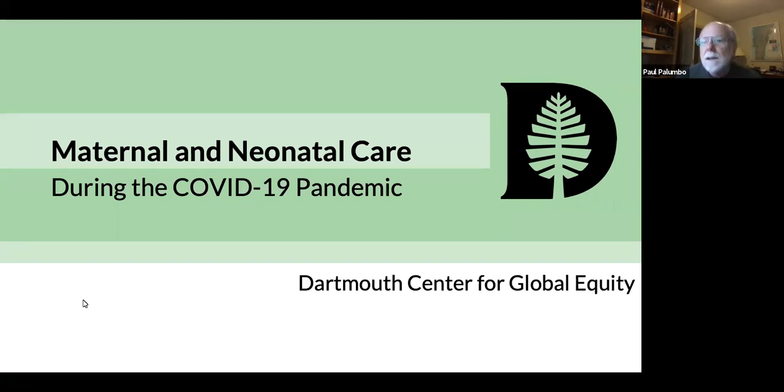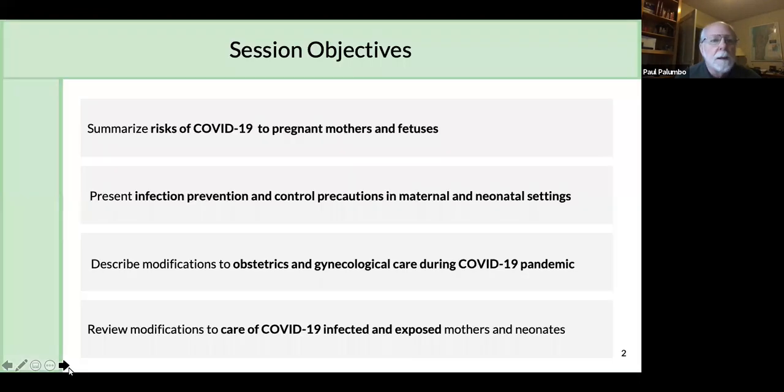If we can move to the first slide, Anne, we have some session objectives here. We'll try to summarize the known risks of COVID-19 to pregnant mothers and fetuses. And I say known risks, but there are also hypothetical risks, which we still don't fully understand, and we're trying to get a better handle on over time.